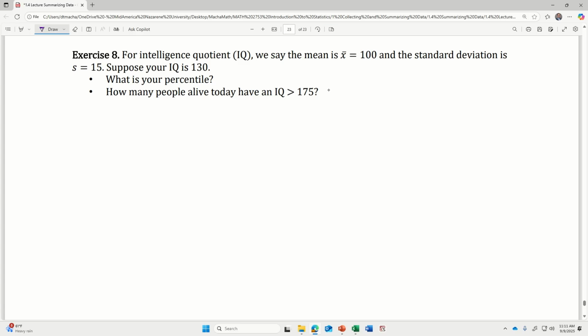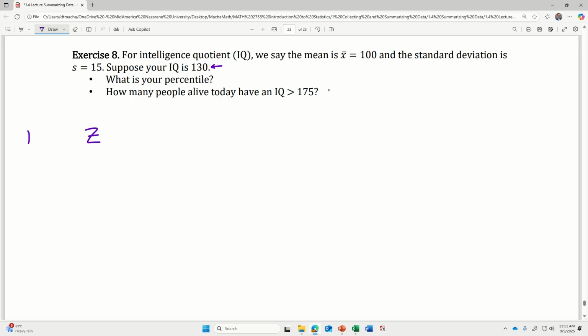For IQ, everybody says the mean IQ is about 100 and the standard deviation is about 15. That's how the tests are designed. If you've ever taken an IQ test, they specifically try to design those tests and score them so that the mean is 100 and the standard deviation is 15. And let's say you take a test and you find out that your IQ is 130. What would your percentile be?